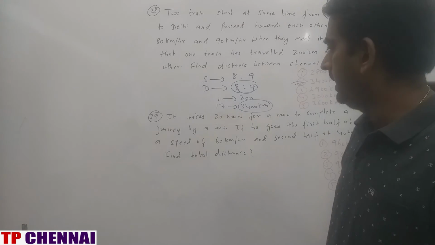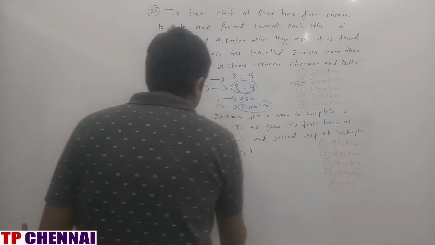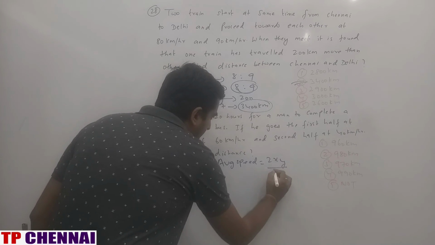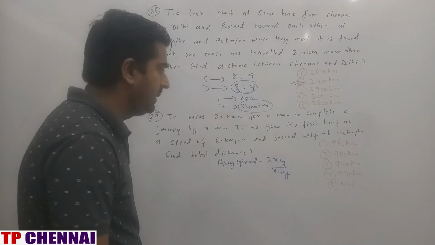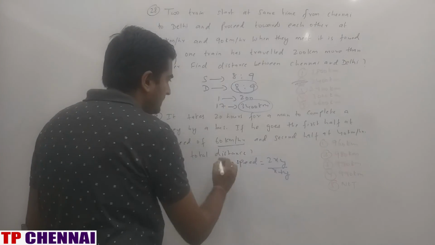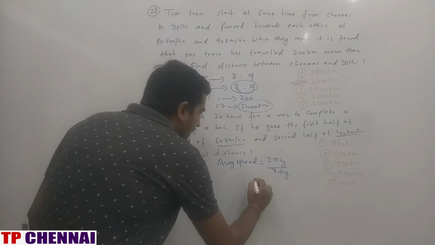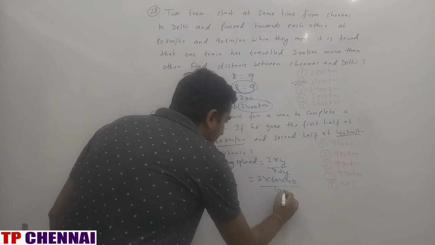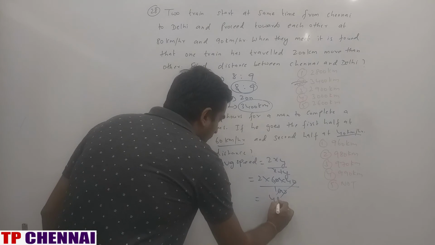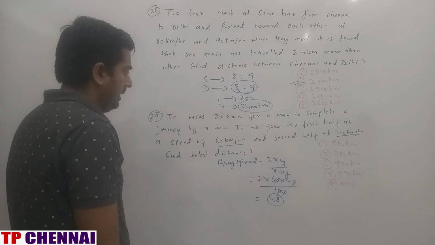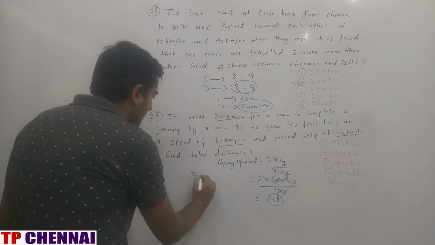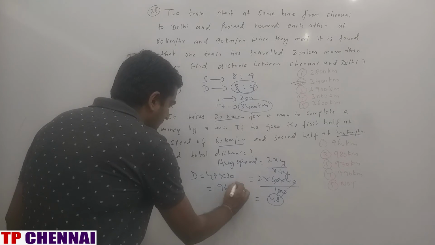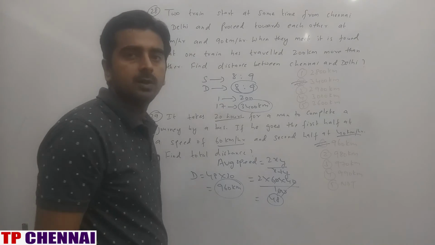Distance is constant, right? Whenever distance is constant, what is the formula of average speed? Average speed is nothing but 2xy divided by x plus y, where x and y are speeds. So what speeds have they given you? First half is 60 km per hour, second half is 40 km per hour. So 2 into 60 into 40 divided by 60 plus 40, which is 100. So this is 48. This is my average speed. Time is 20 hours, so distance will be speed into time. So 48 into 20, what is the answer? 960 km, which is nothing but first option.